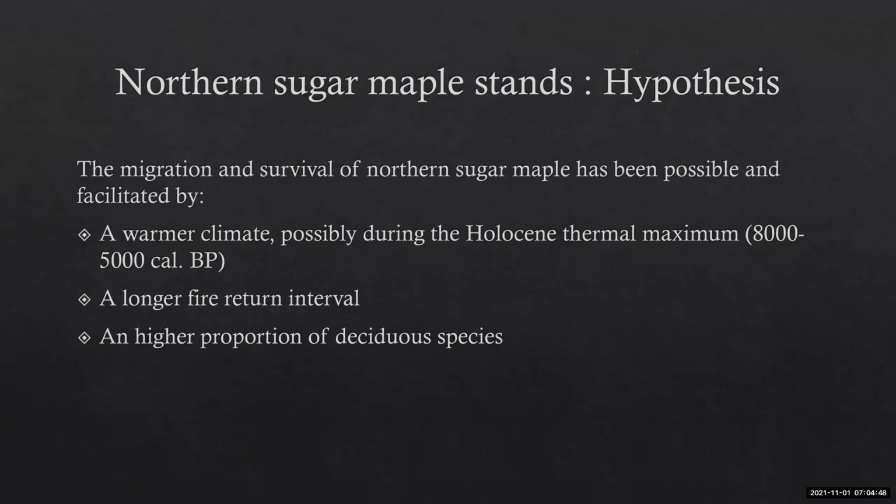Possibly it was during a period where fire return intervals were longer, so less fire in the ecosystem, because Acer saccharum is not a species really adapted to fire-prone ecosystems, such as the boreal mixed-wood forest, where it is actually present. And possibly a higher proportion of deciduous species in the landscape. So these are the three hypotheses we have.